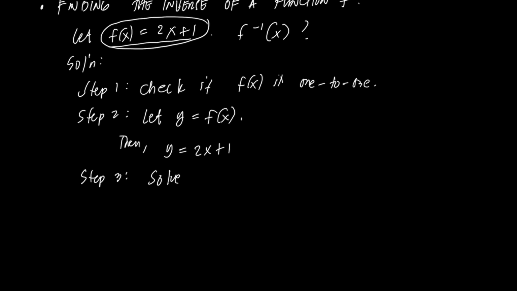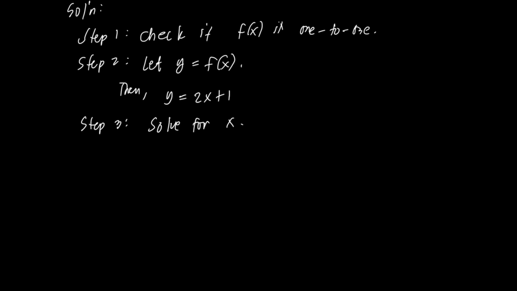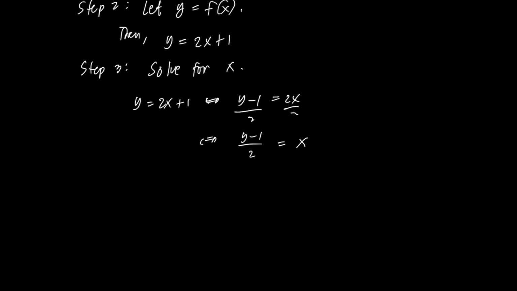Then step 3, solve for x in terms of y. So here, from y is equal to 2x plus 1, this is equivalent to y minus 1 equals 2x, then divide by 2 on both sides. We have (y minus 1) over 2 equals x. Okay, so we have already solved x in terms of y.